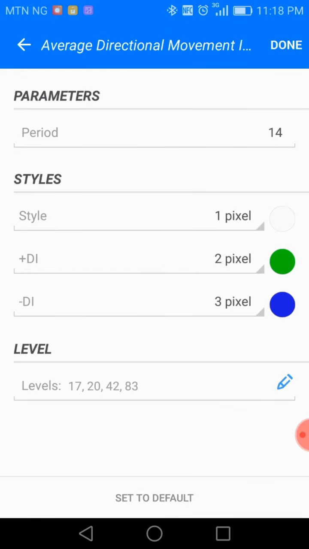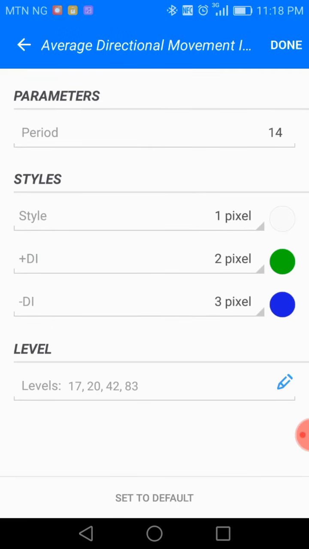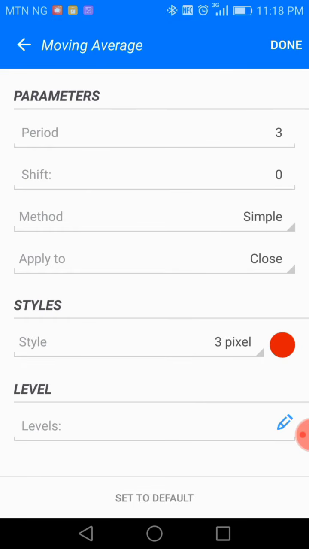The levels, these levels are not so important because you are making use of the levels on your RSI, but if you want to put them, these are the levels for the Average Directional Movement, right? 17, 20, 42, 83. These levels are actually for another strategy entirely with this Average Directional Movement, but for the strategy we are talking about now, it may not really be so useful. If you want to add it, you can, but I advise you make use of the levels that we have for the Relative Strength Index. So you click done, and then the last indicator we have there is the moving average.